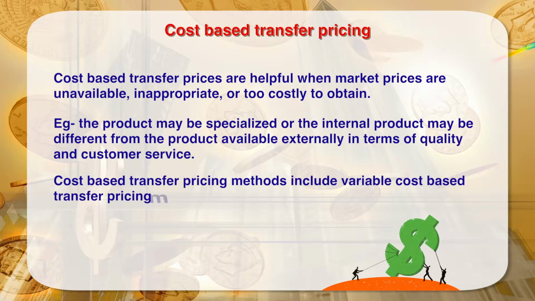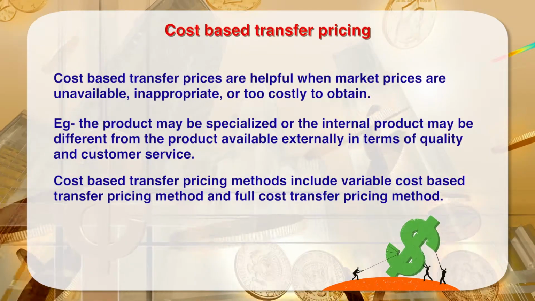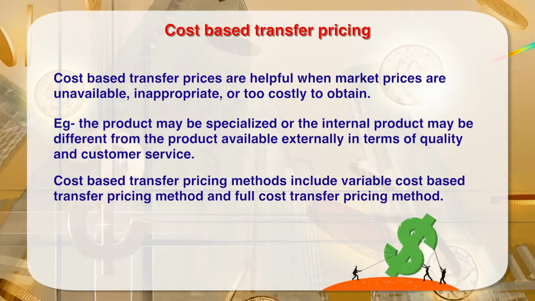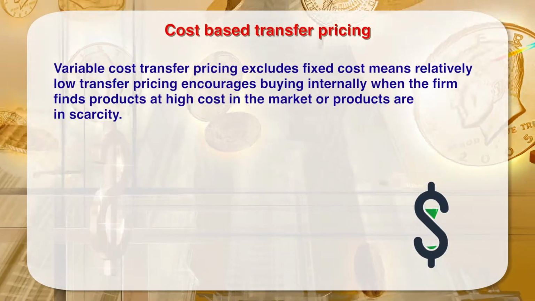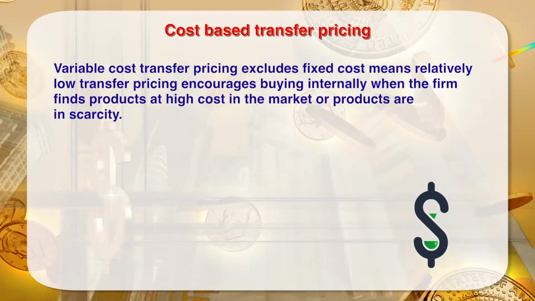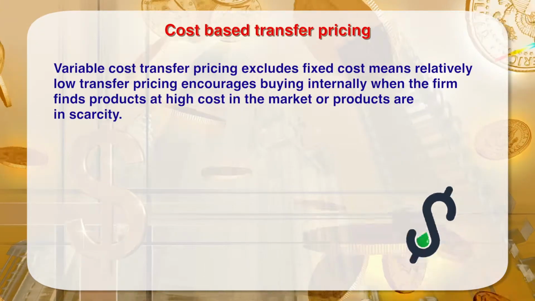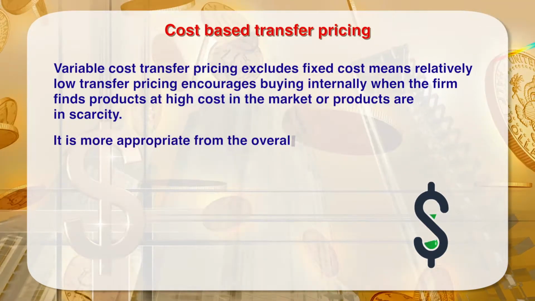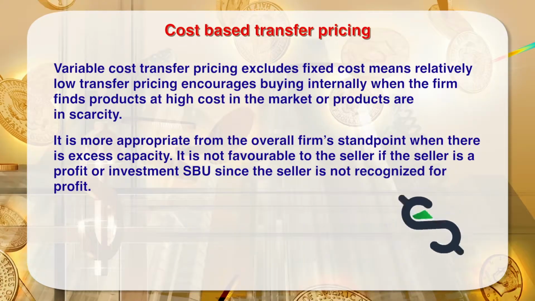Cost-based transfer pricing methods include variable cost-based transfer pricing method and full cost transfer pricing method. Variable cost transfer pricing excludes fixed cost, means relatively low transfer pricing, encourages buying internally when the firm finds products at high cost in the market or products are in scarcity. It is more appropriate from the overall firm's standpoint when there is excess capacity.